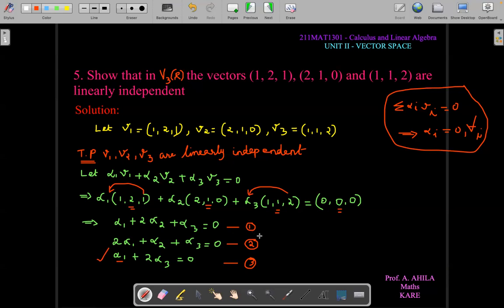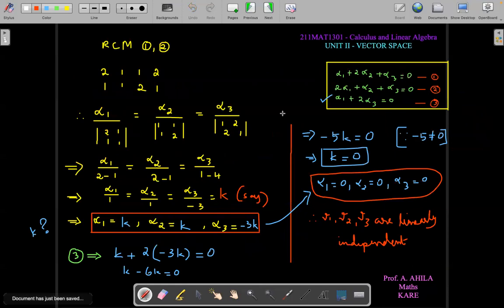Okay, now we need to solve these equations, equations 1, 2 and 3. You can solve by any method, whichever you have learned earlier, by elimination method or determinant method, any method you can use. Here I consider the three equations and I use the rule of cross multiplication. If you look at the first two equations, the coefficients are different, so I take two different rows, that is, equations.